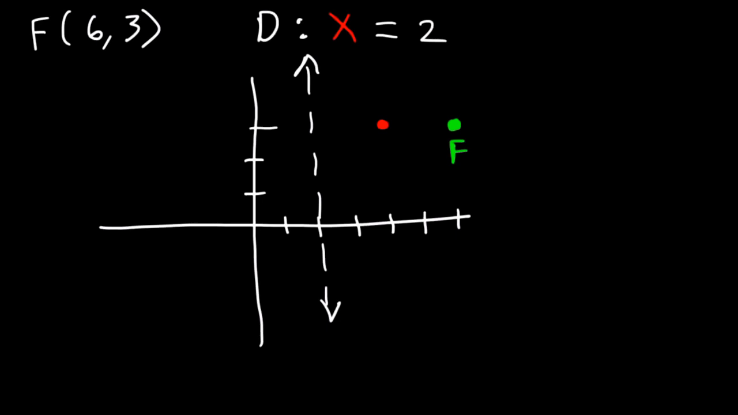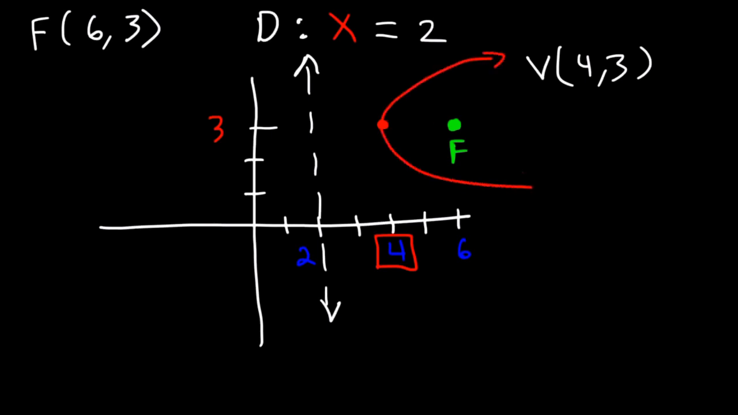So therefore, the vertex has an x-coordinate that is the midpoint of 2 and 6. So if you average 2 and 6, 2 plus 6 is 8, divided by 2, it's 4. So the x-coordinate of the vertex is simply the midpoint of 2 and 6. Now the y-coordinate of the vertex is going to be the same as the y-coordinate of the focus, so it's 3. So the vertex is at 4, 3. And the graph is going to open towards the focus. So we know it's going to open towards the right.